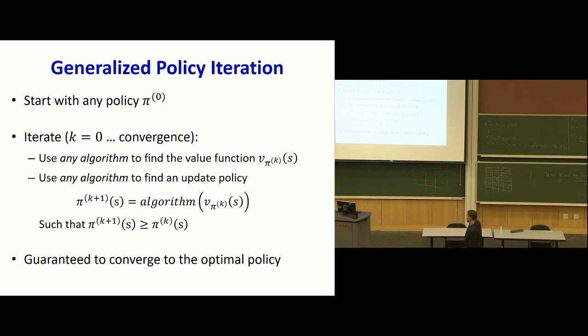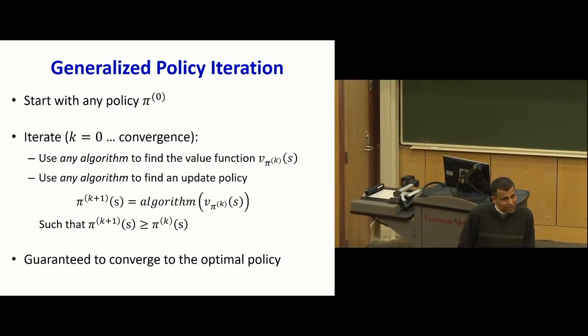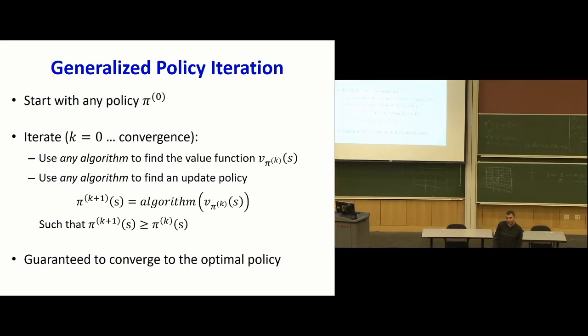And here is the really pretty thing. You don't need to use the specific iteration that we just saw to compute the values of the states. You can use any algorithm to compute the values of the states. You don't really care, right? So long as you get the values of the states, you're fine. So you could be using any algorithm to guess the values of the states, given the current policy. And then once you have the values, I can use any algorithm to decide the next policy. It doesn't have to be the greedy one.